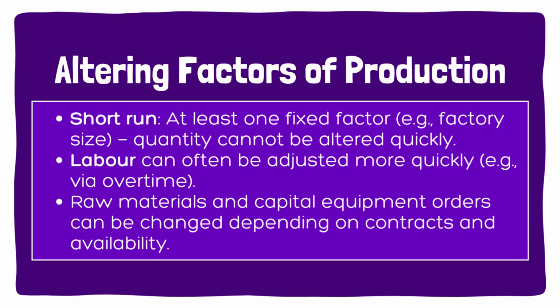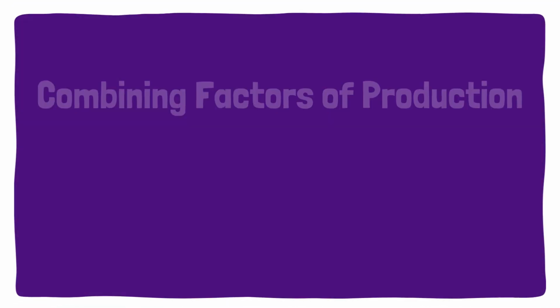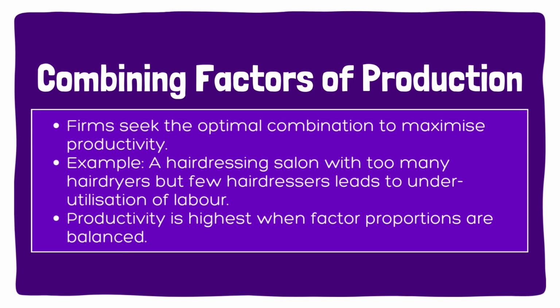Expanding buildings takes time, and reducing output does not usually allow firms to stop renting or sell property immediately. Labour is generally easier to adjust, as firms can change overtime hours even in the very short run. Orders for raw materials and machinery may also be changed, but this depends on contracts and whether suppliers have spare capacity. Firms must also achieve the right combination of factors of production to maximise productivity.